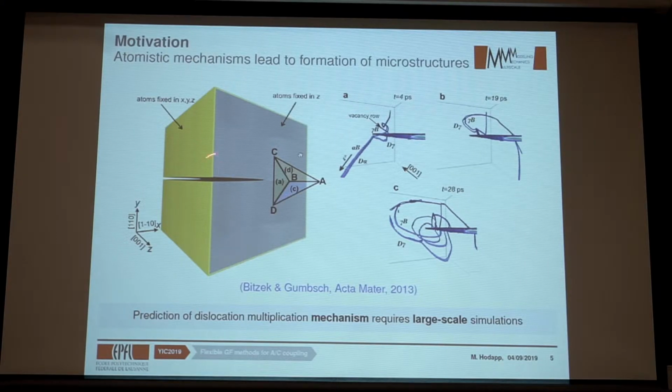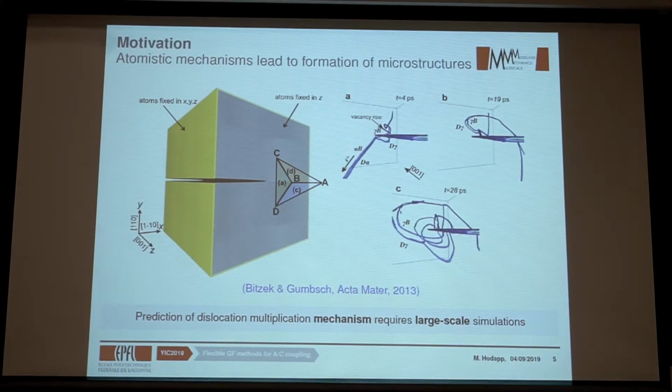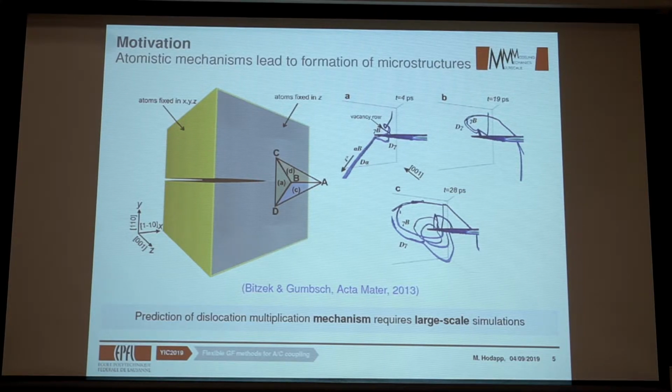This is a very large atomistic simulation of a crack problem published in a recent paper by Bitzek and Gumbsch. So they wanted to analyze the influence of an existing microstructure, so that means a dislocation network, on the behavior of the crack tip. So that means you need already this large discrete dislocation network in order to identify, to compute, to predict the variable with the atomistic model that you're interested in.